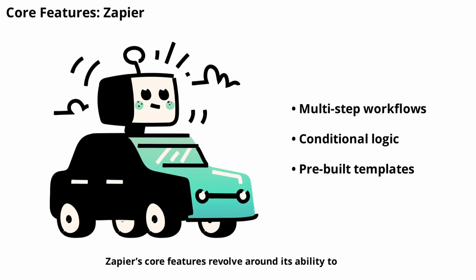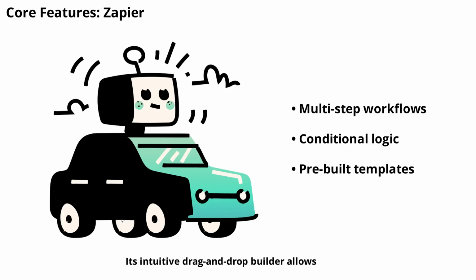Zapier's core features revolve around its ability to connect thousands of apps and automate multi-step workflows. Finance teams can use Zapier to automatically sync data between accounting software, CRMs, and spreadsheets. The platform supports conditional logic, scheduling, and data formatting, making it versatile for various finance tasks.